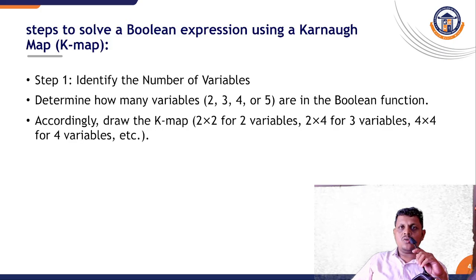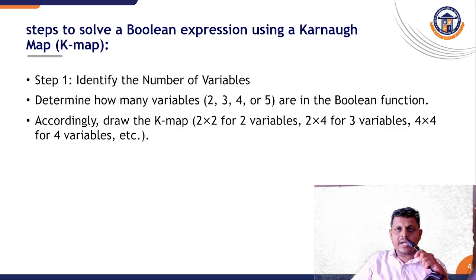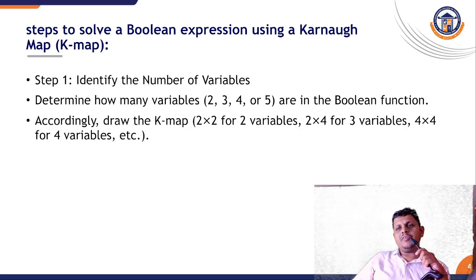First, what are the steps involved to solve a Boolean expression using the Karnaugh map, K map. There are different steps and different rules for finding the K map Boolean expressions. Step 1: identify the number of variables. The number of variables may be 2, 3, 4, or 5. Determine how many variables are given in the Boolean function. Accordingly, after identifying the number of variables, draw the K map.